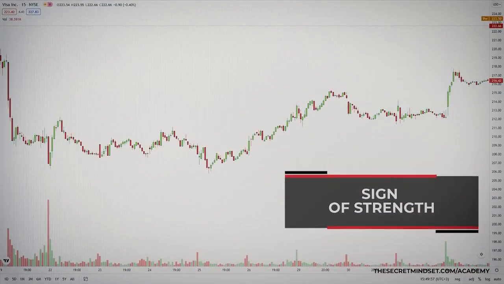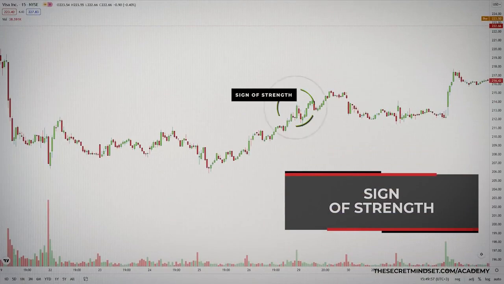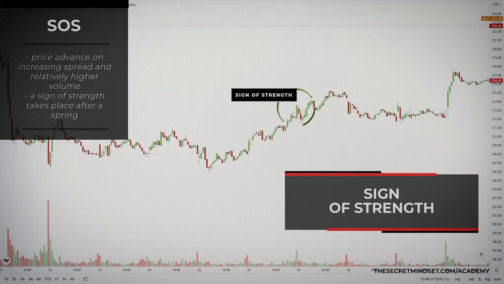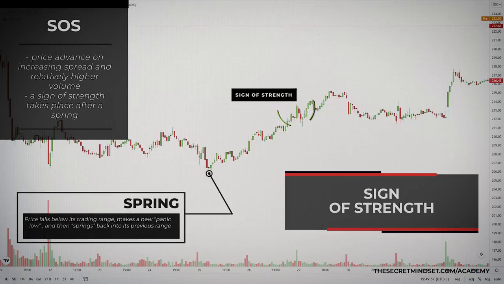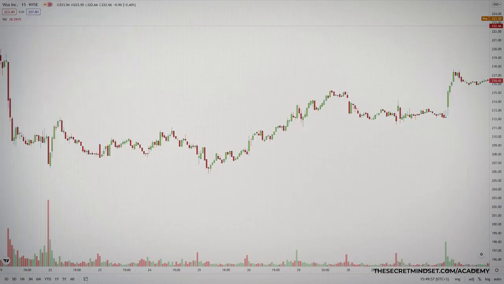Next is the sign of strength, which is a price advance on increasing spread and relatively higher volume. Often, a sign of strength takes place after a spring. A Wyckoff spring occurs when price falls below its trading range and makes a new panic low, and then springs back into its previous range.